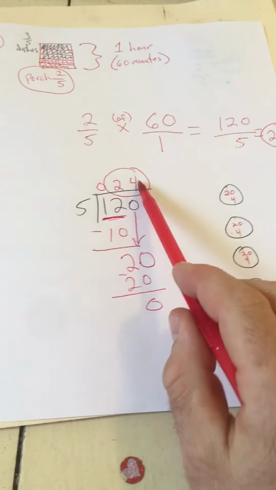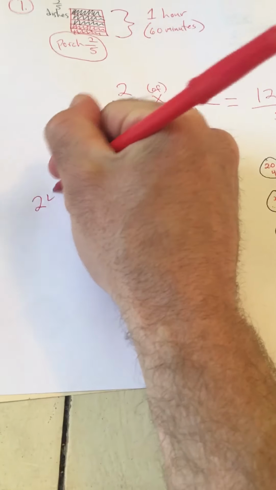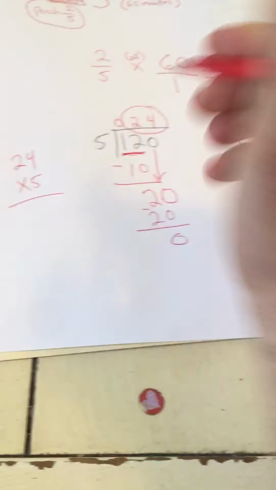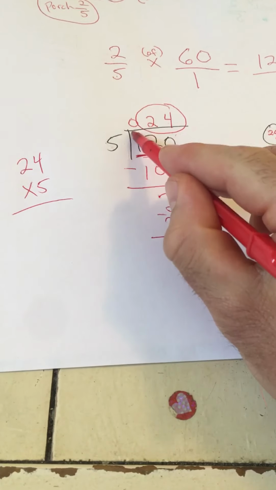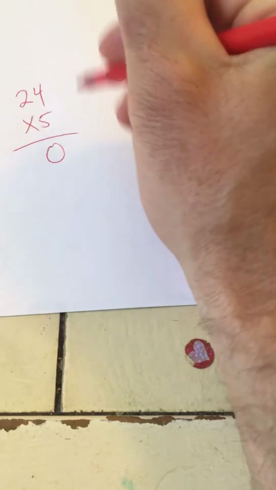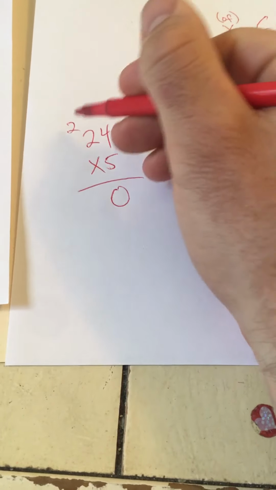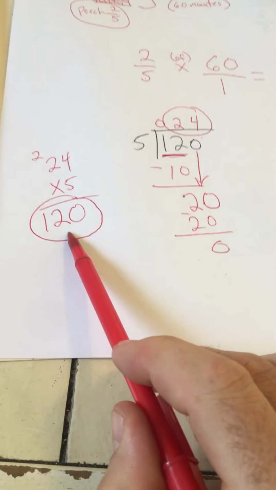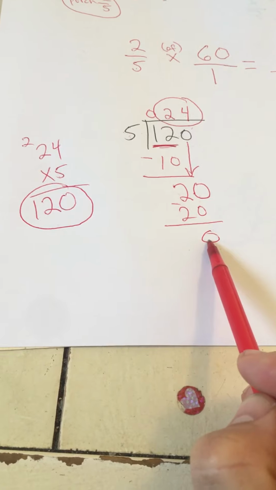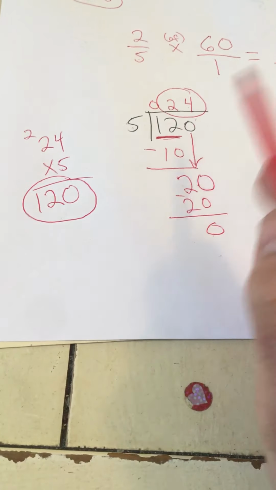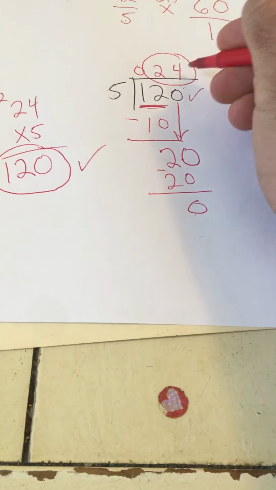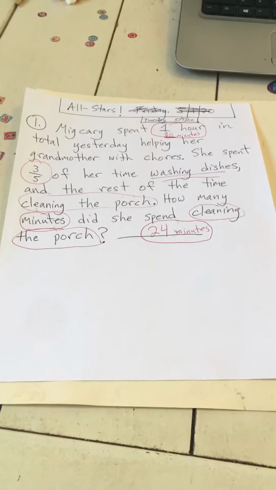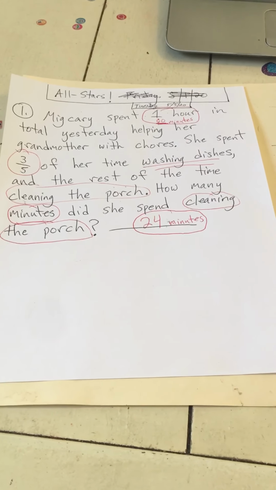Okay? We can check this by multiplying. If we multiply the quotient, or the answer, times the divisor, the number we divided by, it should get us back to the dividend. It should get us back to the original number we divided. So 5 times 4 is 20. 5 times 2 is 10, plus 2 more is 12. So since there's no remainder, we would have to add the remainder if there was a remainder. But since there was no remainder, and we did get right back to 120, then we know our answer of 24 was correct. So 24 minutes is the amount of time Makari spent cleaning the porch.